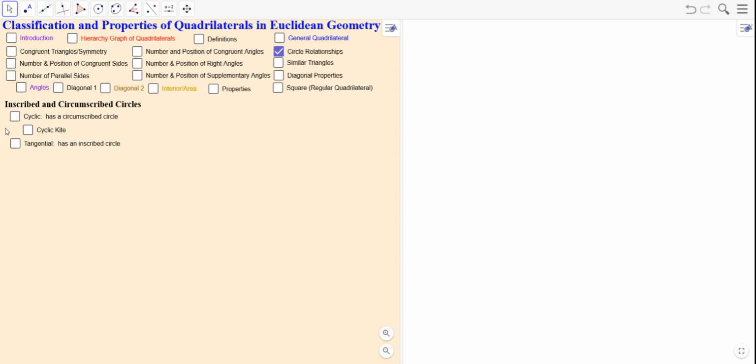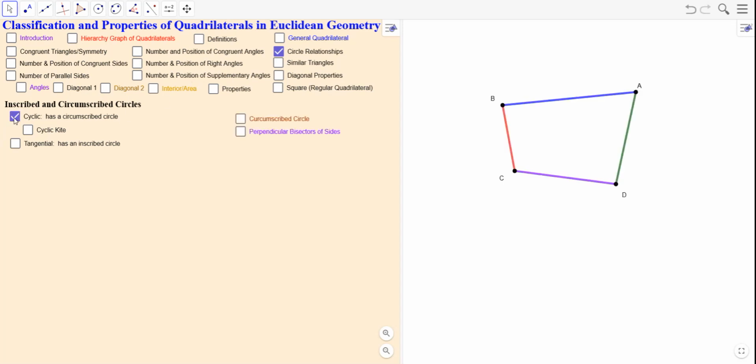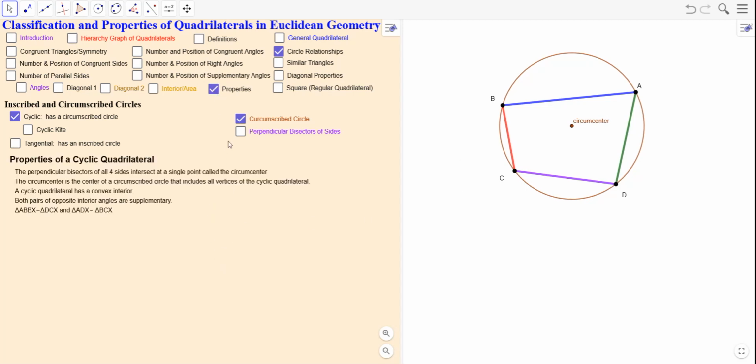If we click on circle relationships, we can talk about cyclic quadrilaterals here. A cyclic quadrilateral, by definition, is one in which there is a circumscribed circle. Now, one of the things that we know about cyclic quadrilaterals, or cyclic polygons in general, is that if there is a circle that circumscribes the polygon, that is, a circle that contains all of the vertices of the polygon, then the perpendicular bisectors of the sides are all going to have to meet at a single point. And it's pretty easy to see why this is true.